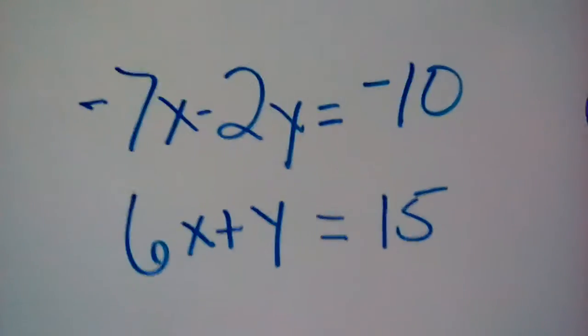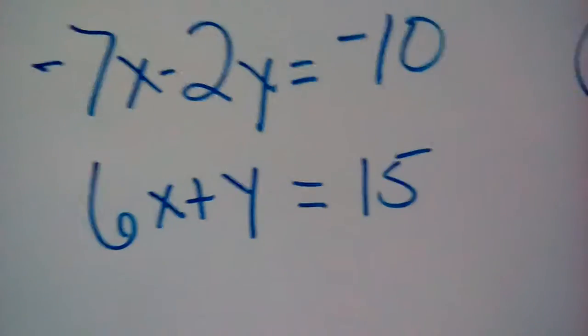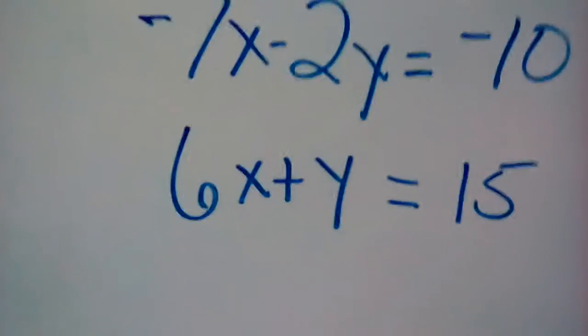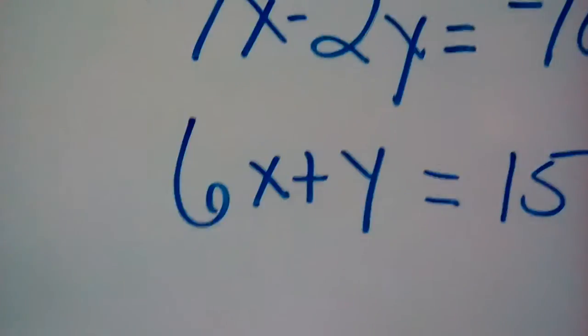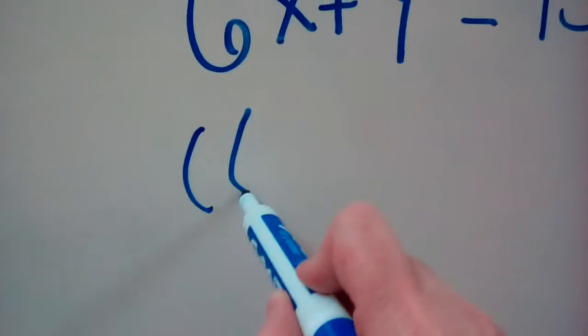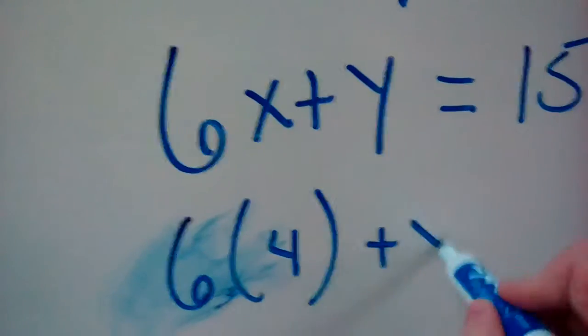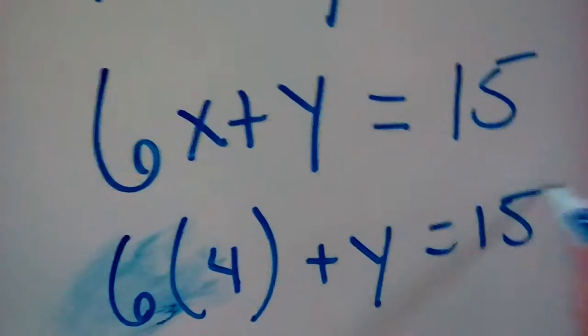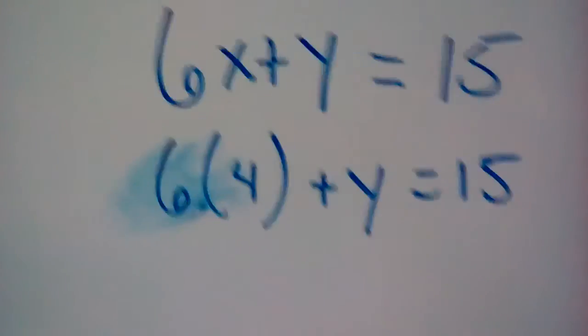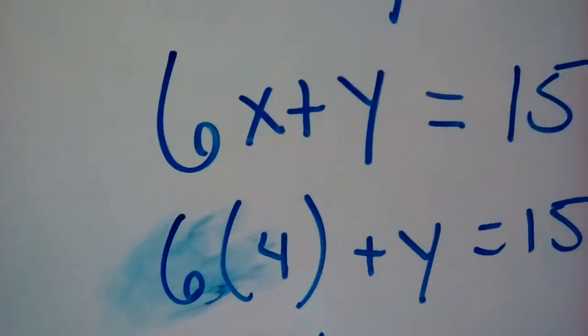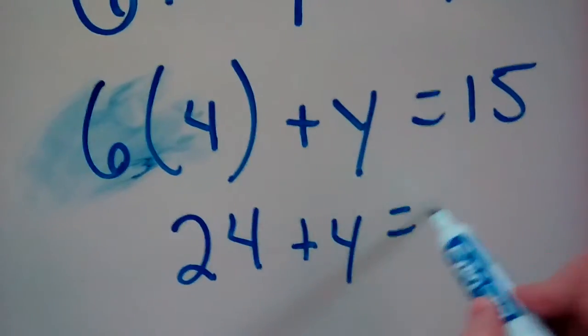Well, what do you think would be the easiest one to solve? I'm thinking it would be the bottom one. So wherever I see an x, I'm now going to put a 4. So this is 6 times 4 plus that y is equal to 15. Well, what's 6 times 4? 24 plus y is equal to 15.